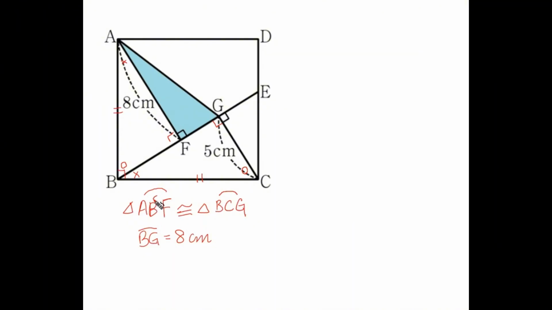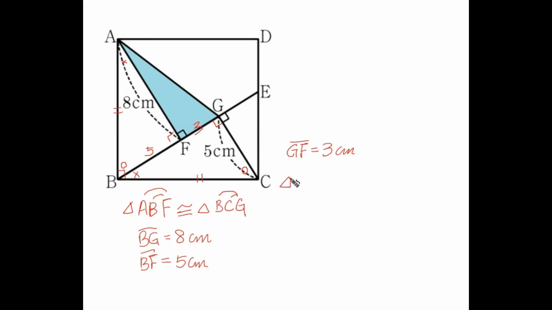And BF equals CG. CG is 5, so BF is 5 centimeter. Here 5. This means bisector FG is 3 centimeter. Here 3.